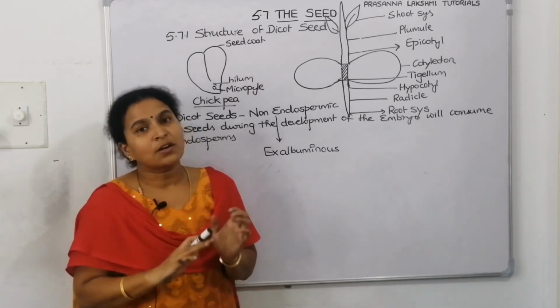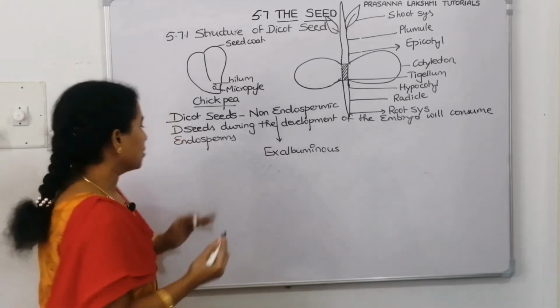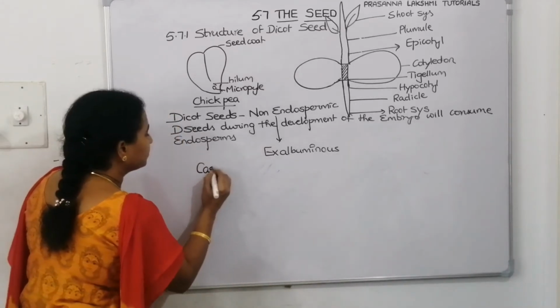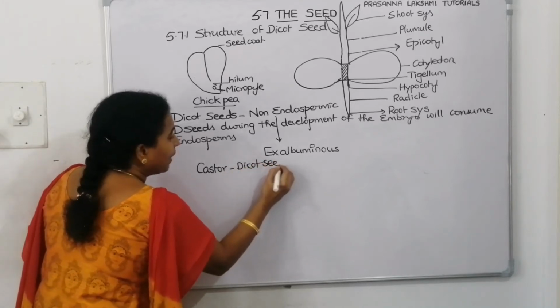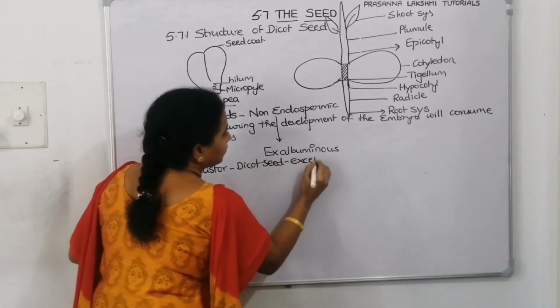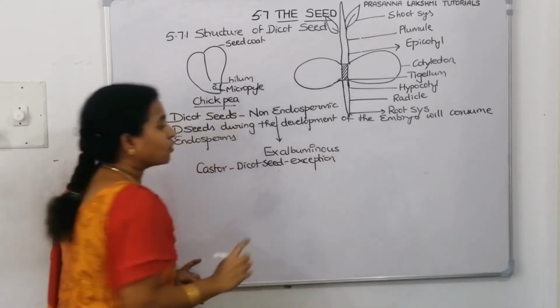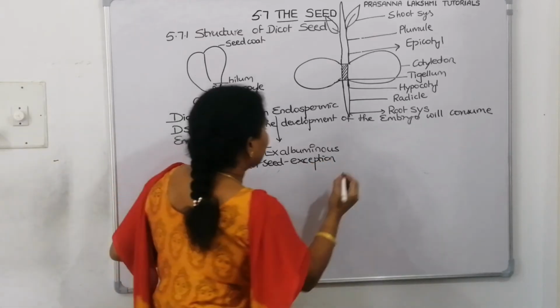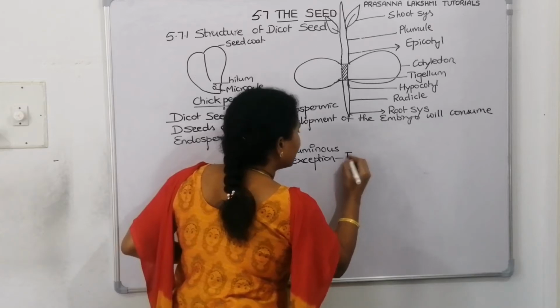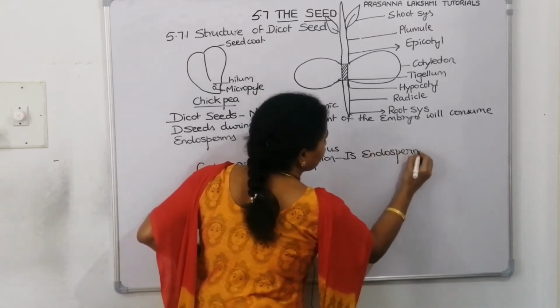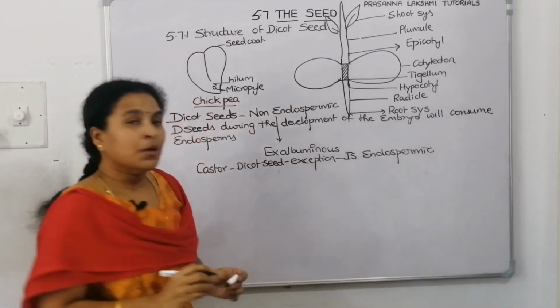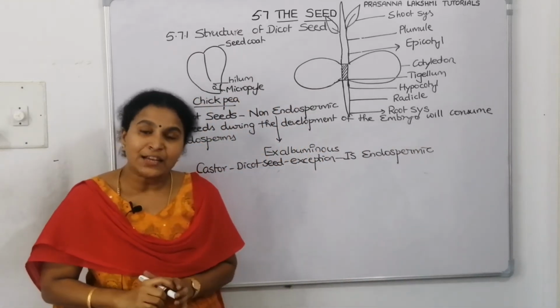So most of the dicots are non-endospermic, but there's an exception. Take castor. Now we know that castor is a dicot seed, but it is an exception. Even though it's a dicot seed, it has endosperm. Castor, which is an exception, is endospermic. So this is about the dicot seed.